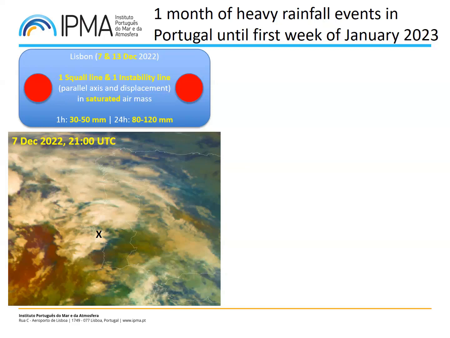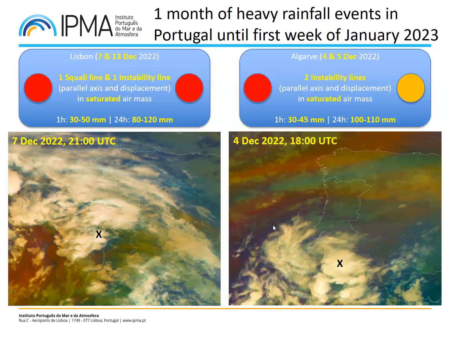Also going still back, it was maybe the first case of this period that was very problematic. It was in the Algarve, so it all started in the south. It was in the beginning, 4th and 5th of December. Also two instability lines here, also with the same issue, saturated air mass, and the axis of the lines and the displacement were the same. So the parallel axis and displacement.